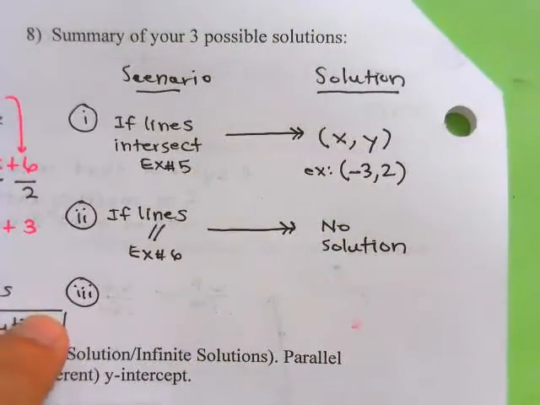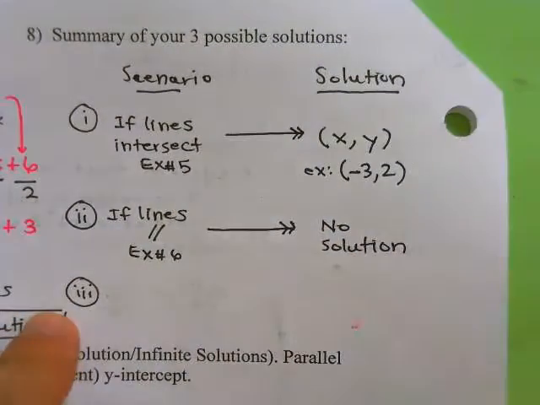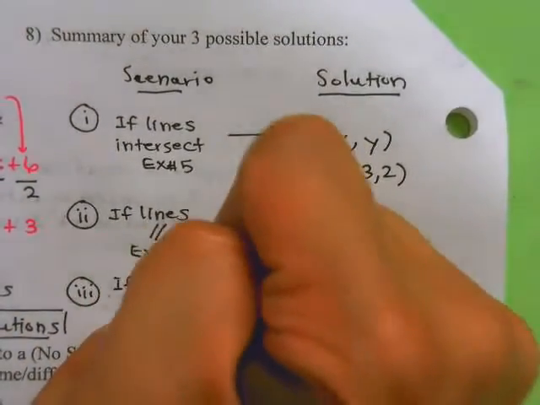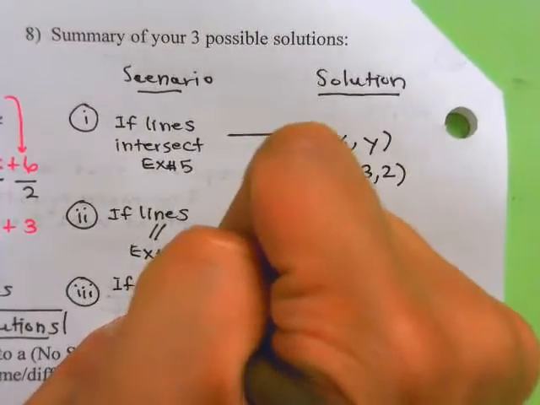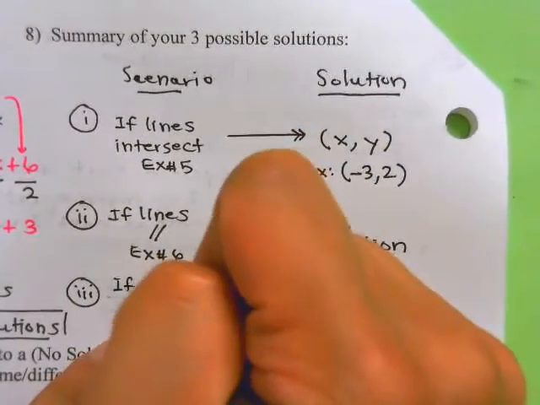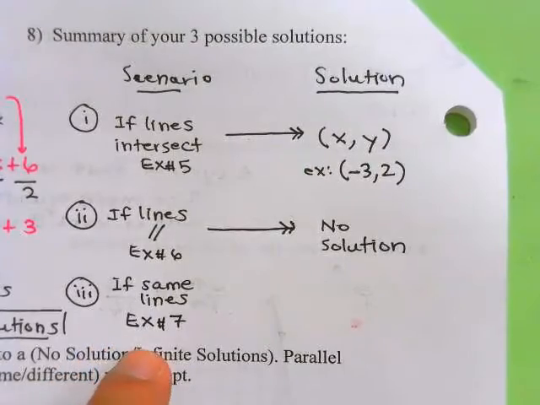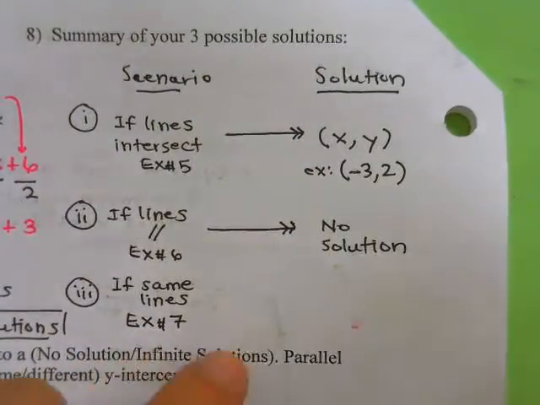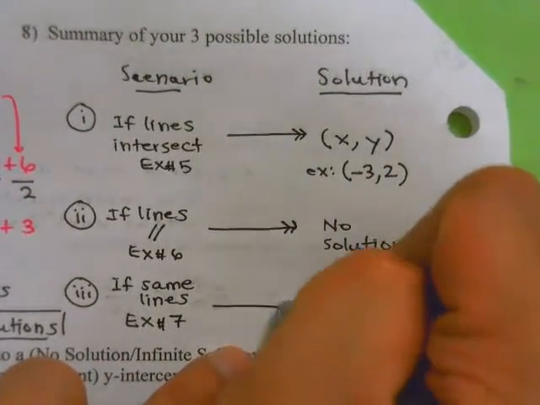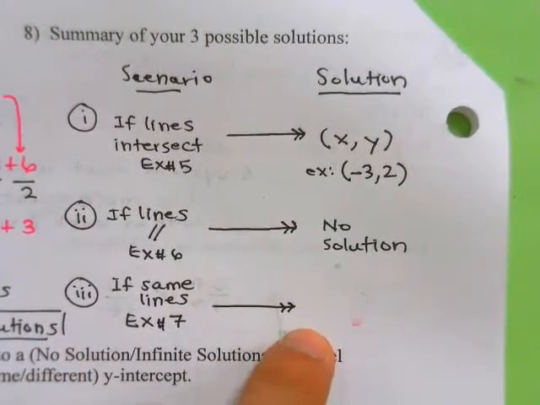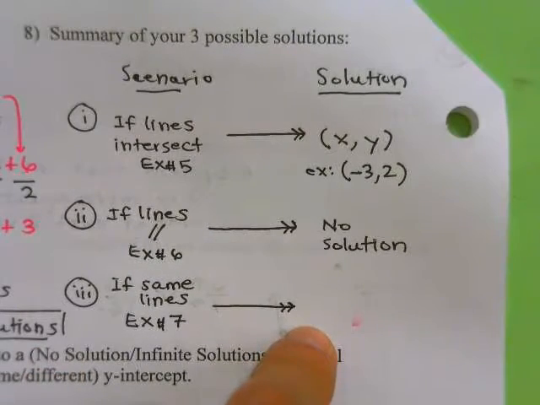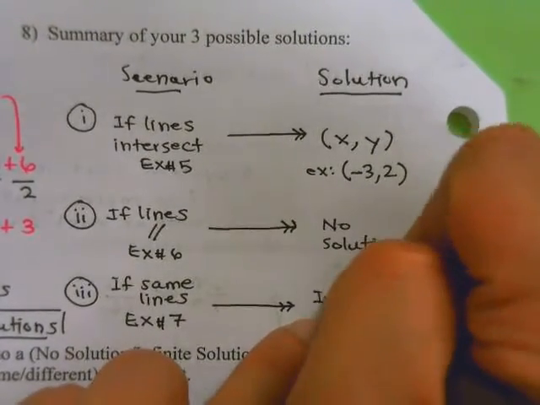And then the third scenario that we just did, if we're graphing the same lines, and we did that on example number 7, what 2 words will you write for your solution? Infinite solutions. We can plug in any x that we want. Because they're the same lines, it'll come out to the same y value. Infinite solutions.